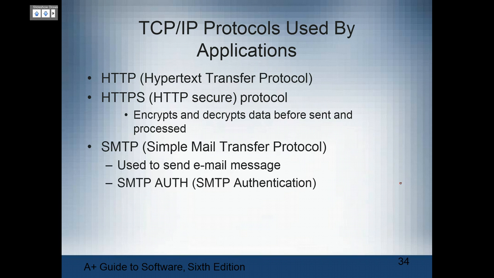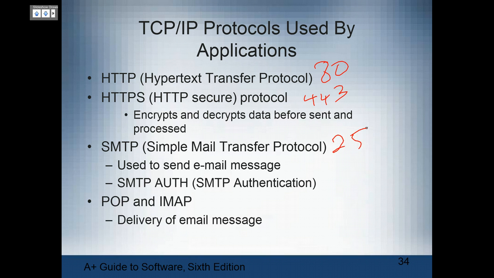These are in the objectives and in the book, and there's no real reason to go over those. Actually, I guess we can real quick. See how many ports you can get. HTTP. I know they're written over there. Don't look. HTTPS, 443. SMTP, 25. Okay, used to send email messages. POP and IMAP, 110, 143. 110 and 143.